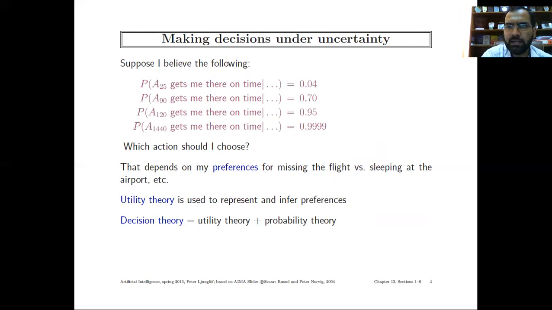Either you can reach early. It is the preference that you do not want to miss the flight, so you want to be early there. So you might sleep over there. That is your preference. Or you want to get there on time. Or you are not in a hurry, you might have an extra flight booked tomorrow morning. So utility theory is used to represent and infer preferences. Whenever we have such preferences, it is better to apply the utility theory concept.